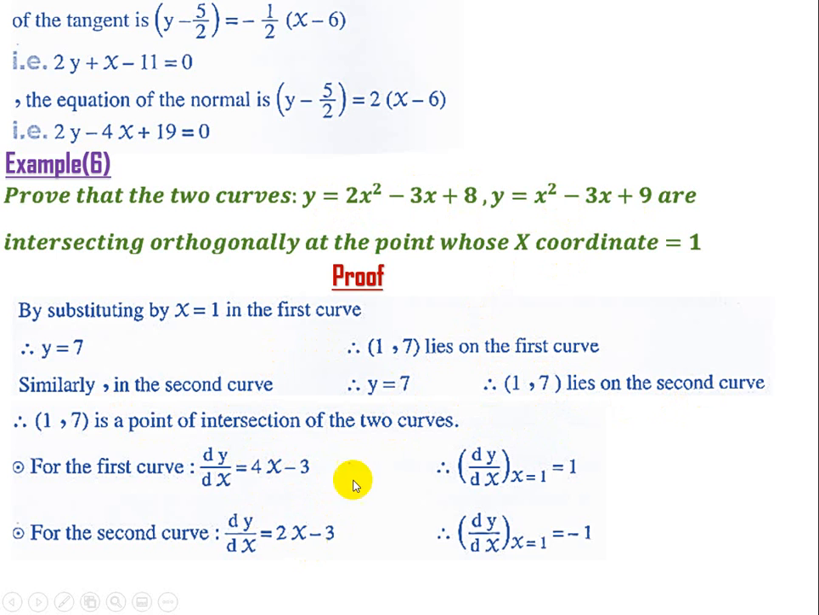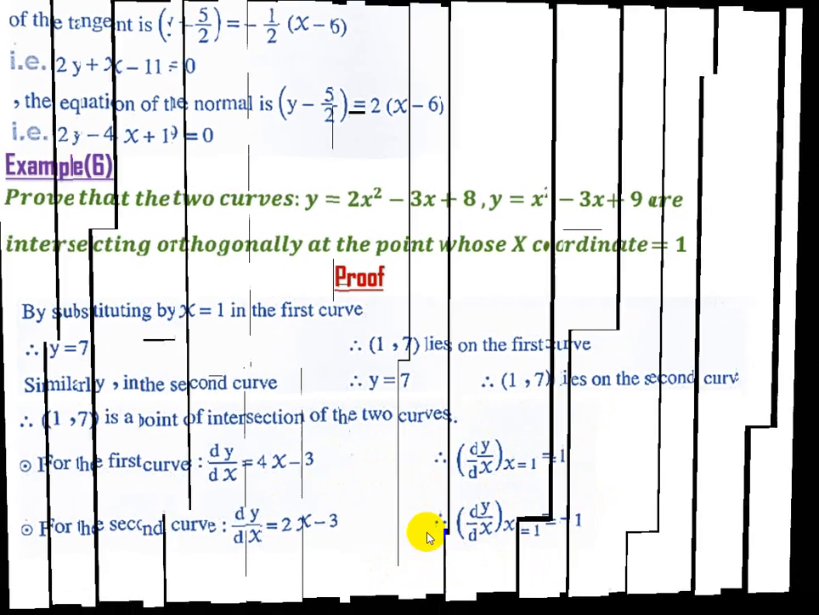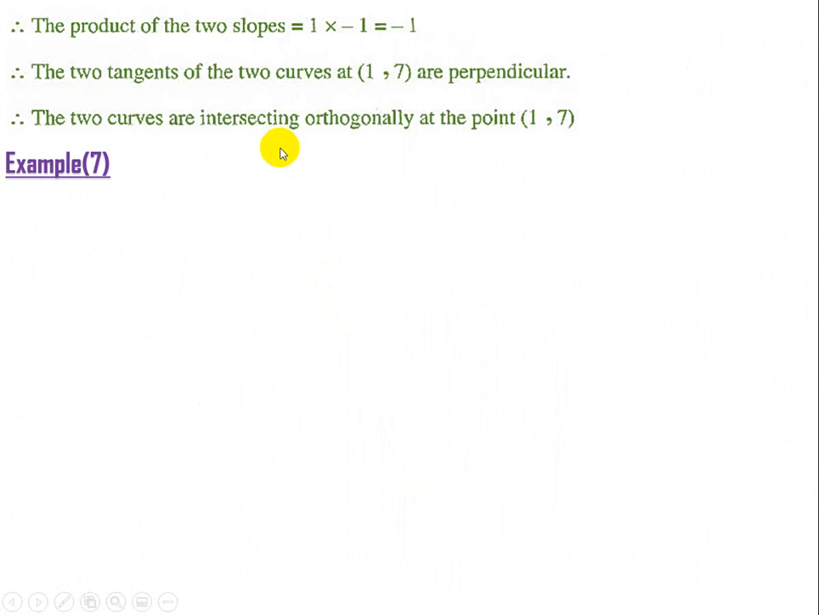After substituting the point (1, 7) in each one of them, you will have dy by dx in the first one equal to 1, and in the second equal to negative 1. Their product, 1 times negative 1, will be negative 1. So the two tangents of the two curves at this point (1, 7) are perpendicular, which means the curves intersect orthogonally. Exercise number 7.